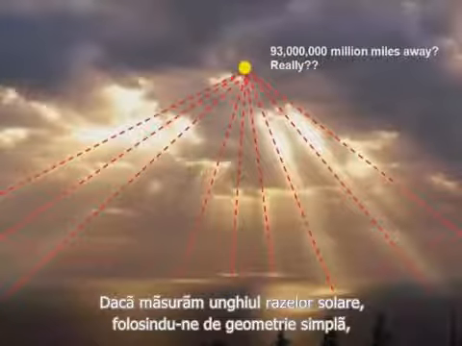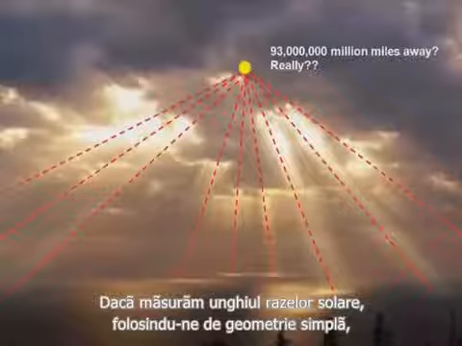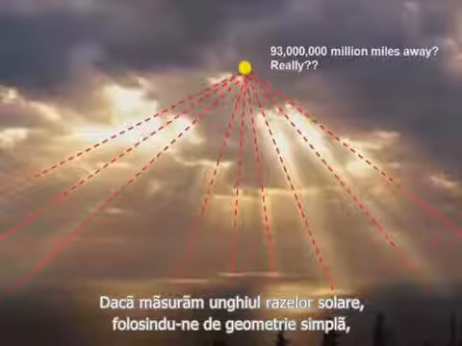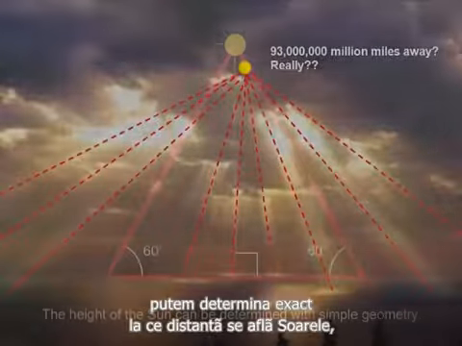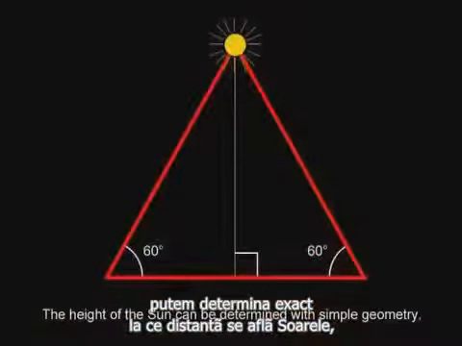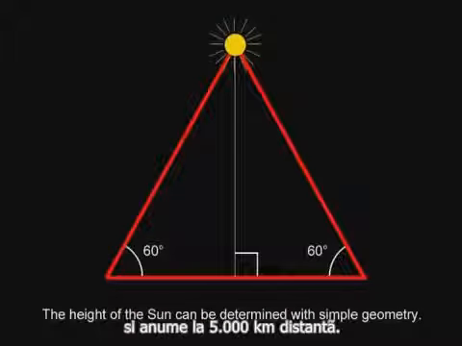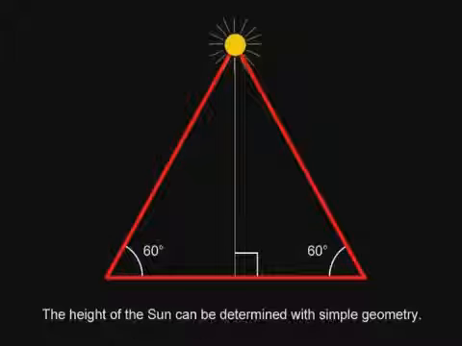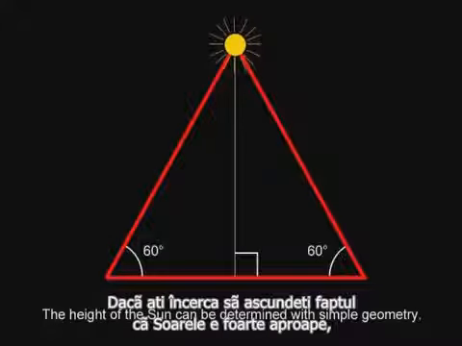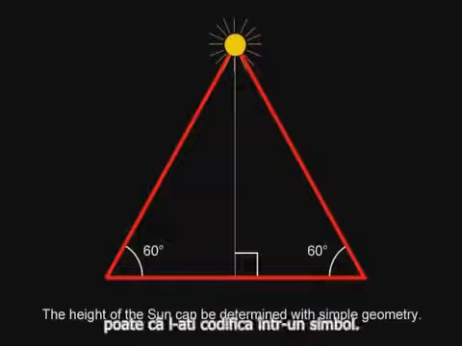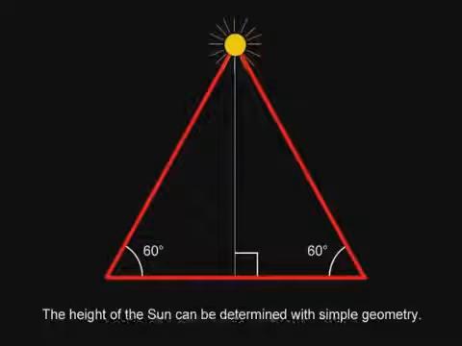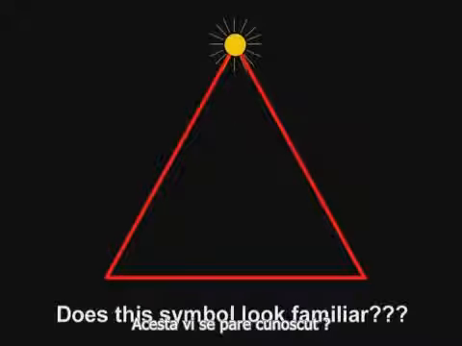So, if you're able to measure the angle of these sun rays, you can basically, with a bit of simple geometry, figure out exactly how high the Sun is. And that turns out to be about 3,100 miles. And if you were going to try and hide this information that the sun is actually very close, perhaps you'd encode it in symbol. Does this look familiar?